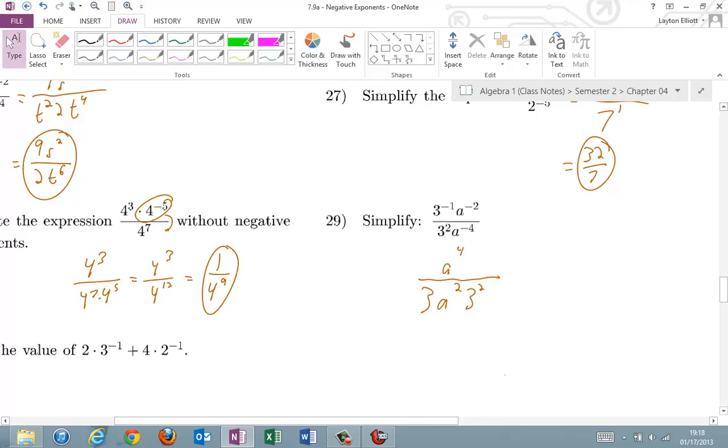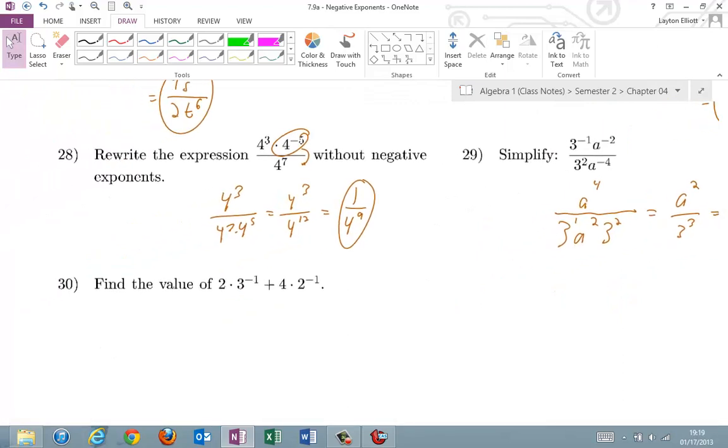Positive exponents stay where they are. Negative exponents switch spots. A to the fourth cancels with a to the second, giving us an a to the second in the numerator. And our 3's combine to form a 3 to the third. And 3 to the third is, of course, 27.